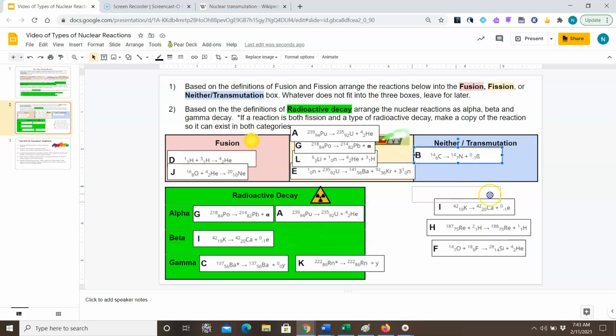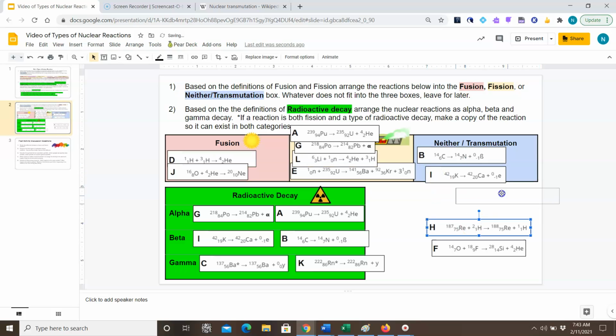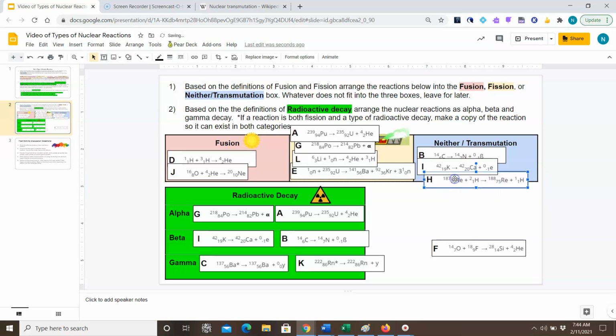And our last one here. Carbon-14 to form nitrogen-14, and what's this particle called? It's a beta particle. So if you see a beta particle on the right-hand side, it's a big clue that it's radioactive decay, beta decay, but you also want to make sure you just have one reactant, which we do, one parent isotope. And we're going to pop that over here in beta. And we also need one for transmutation, so I made a copy. All right, so now we have our transmutation one sorted as well. Nice. So under transmutation, we would have B, I, H, and F.